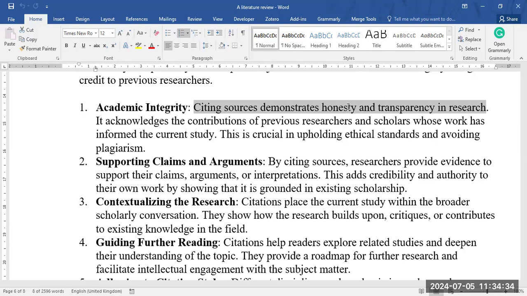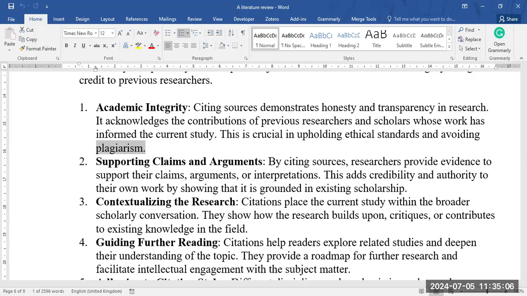That means this knowledge is extracted from the previous researcher, and it acknowledges the contribution of previous researchers and scholars whose work has informed the current study. This is crucial in upholding ethical standards and avoiding plagiarism. Plagiarism is a very serious concern nowadays among research circles, because plagiarism means copying and using previous research without acknowledging it.